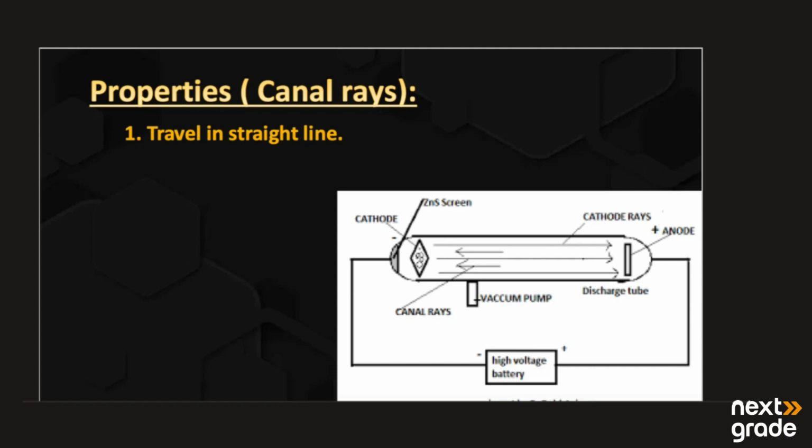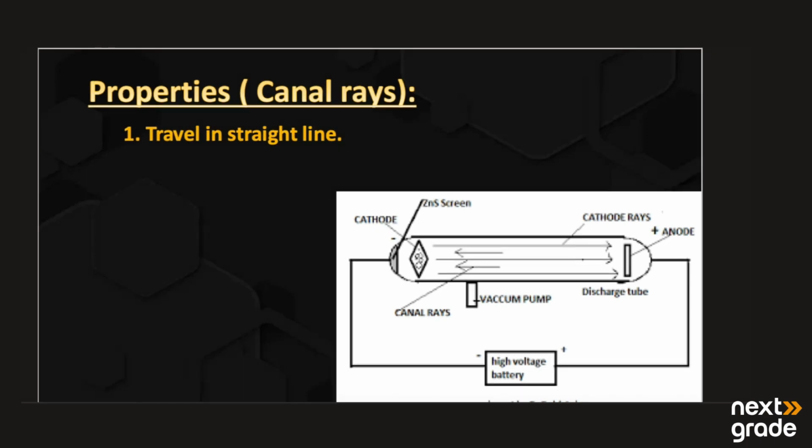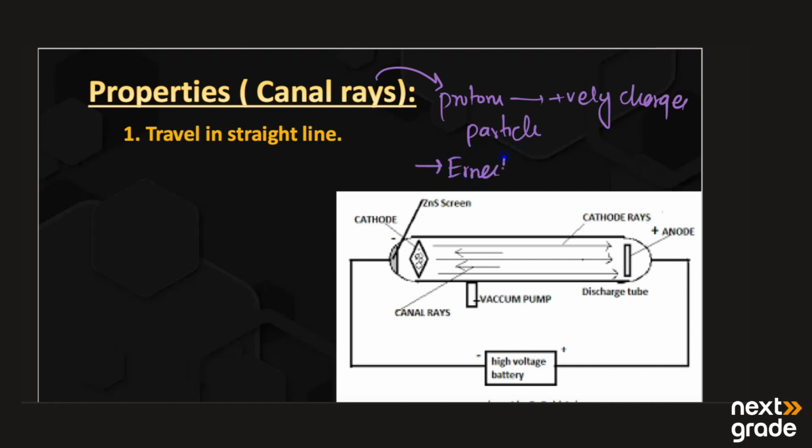Properties of the canal rays and the properties of the protons. So let's have a look at what mainly canal rays and protons are. Basically canal rays are known as protons, and protons are positively charged particles that were discovered by Ernest Rutherford in the year 1917. So this was the history of the protons.